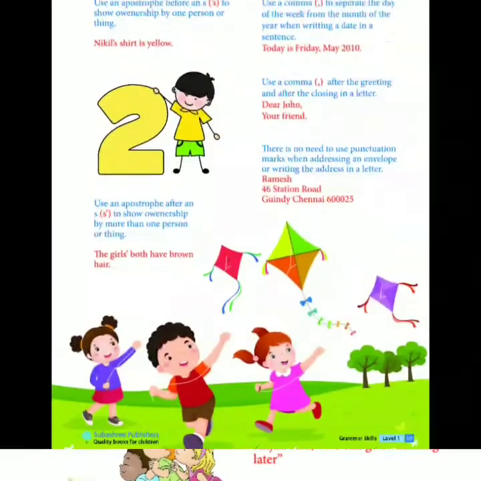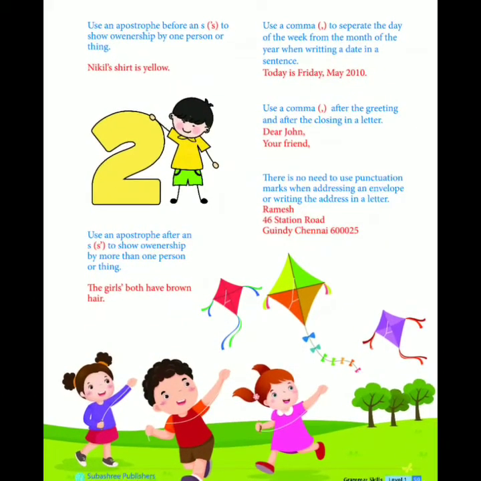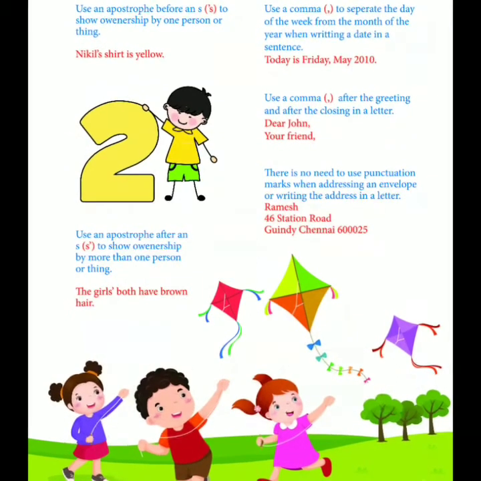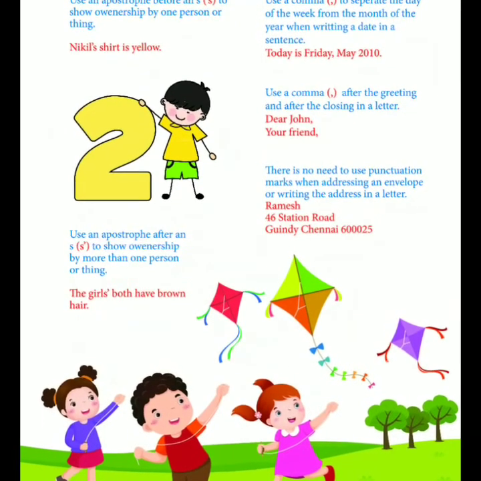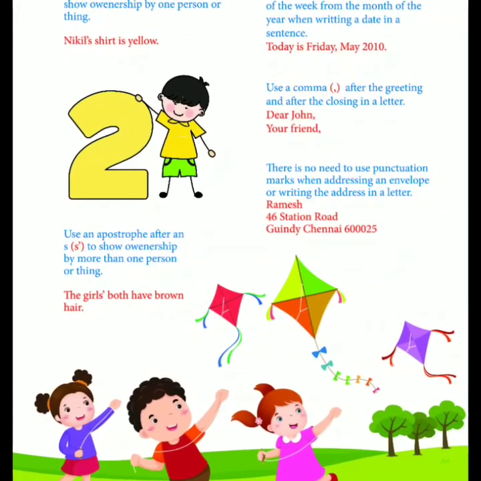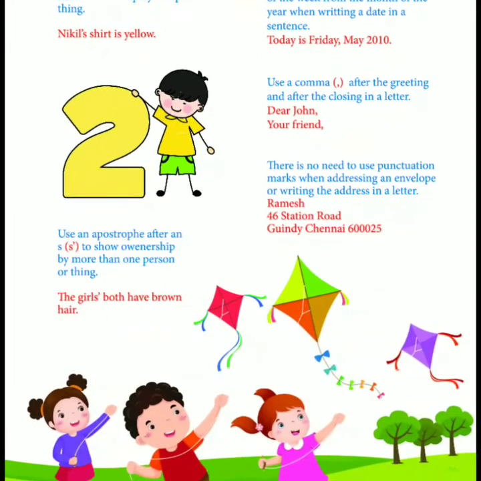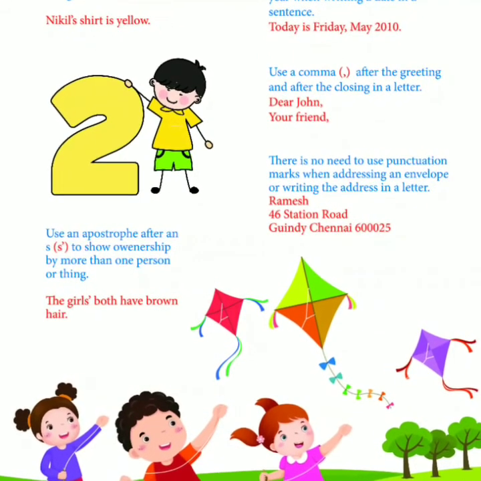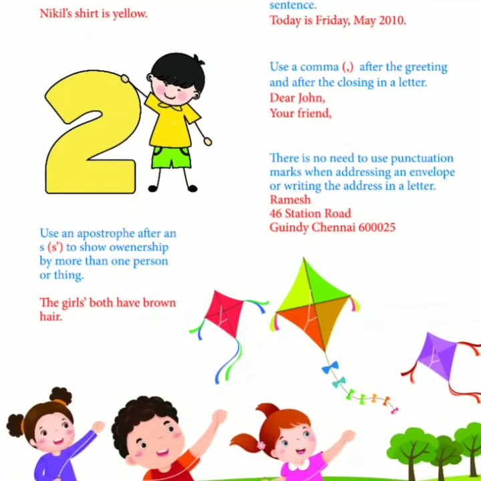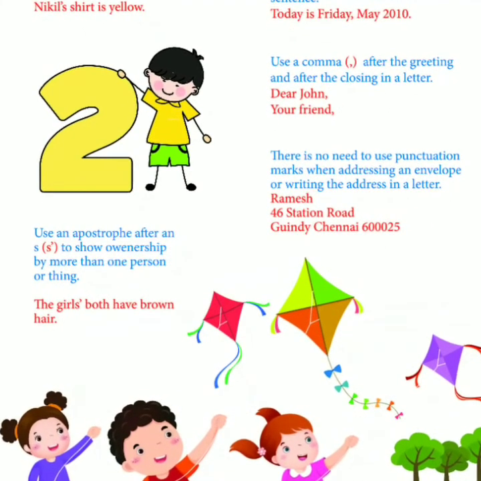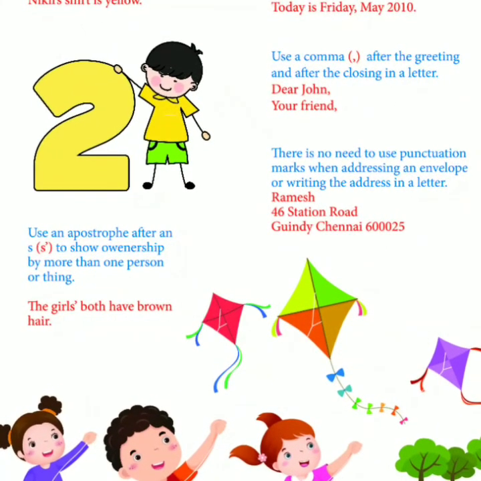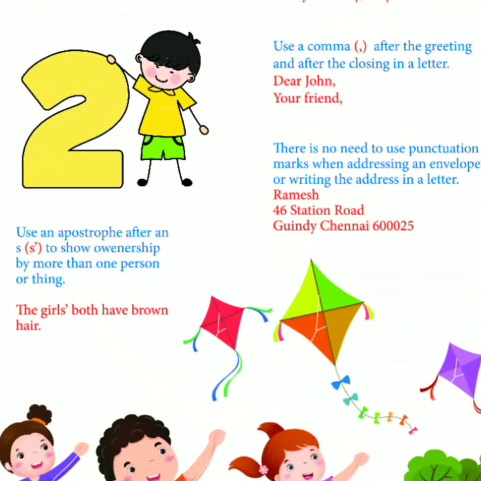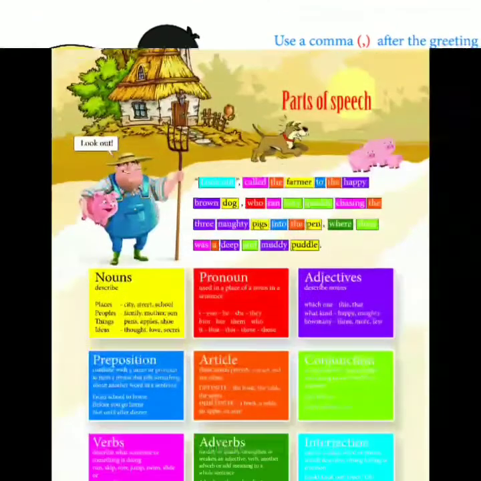Use a question mark at the end of a question. Use an apostrophe before an s to show ownership by one person or thing, like Nikhil's shirt is yellow. Use a comma to separate the day of the week from the month of the year when writing a date in a sentence. There is no need to use punctuation marks when addressing an envelope or writing the address in a letter. Use a comma after the greeting and after the closing in a letter.